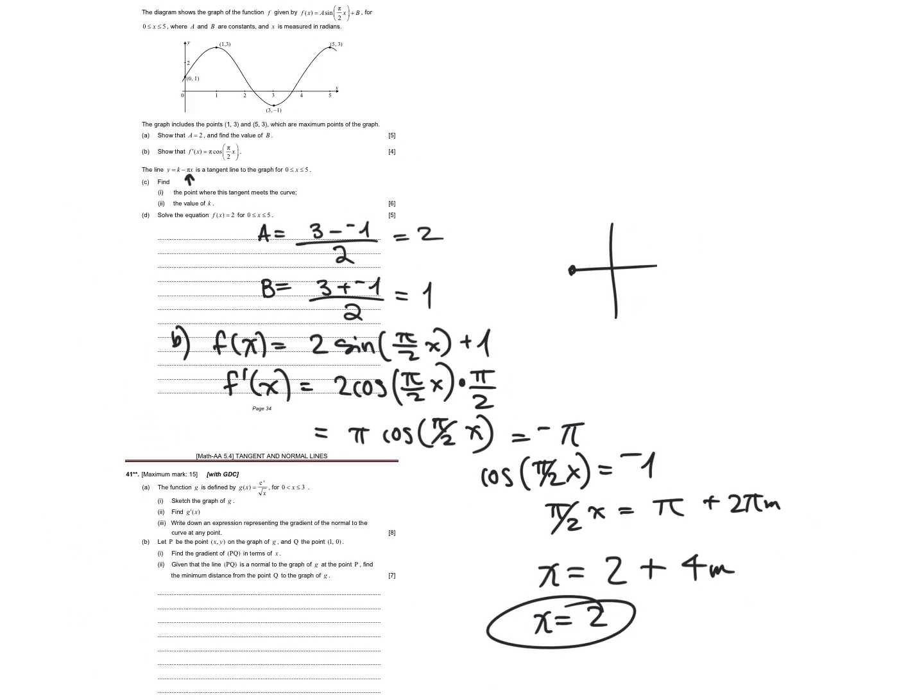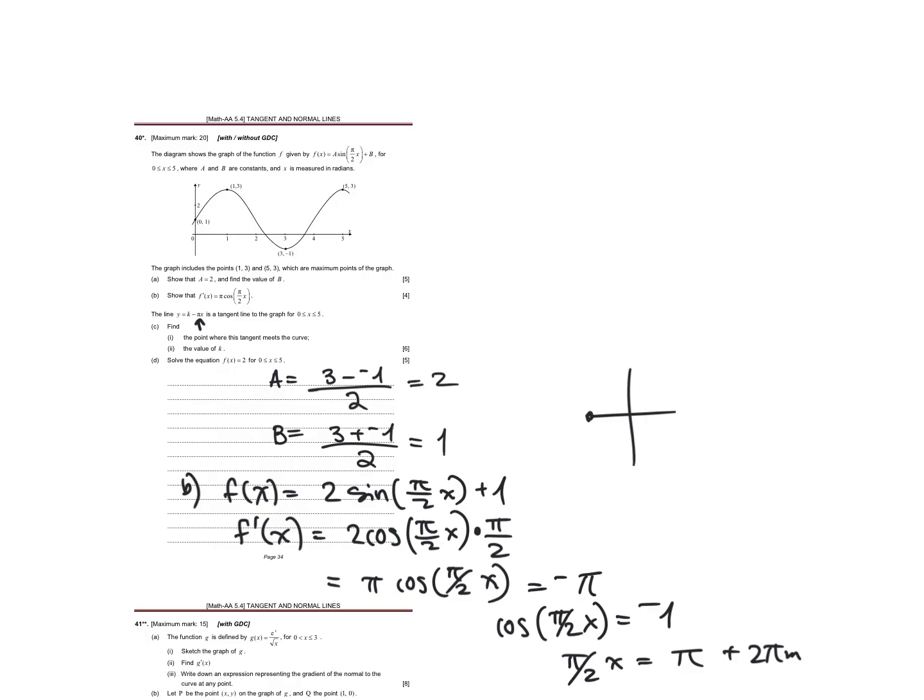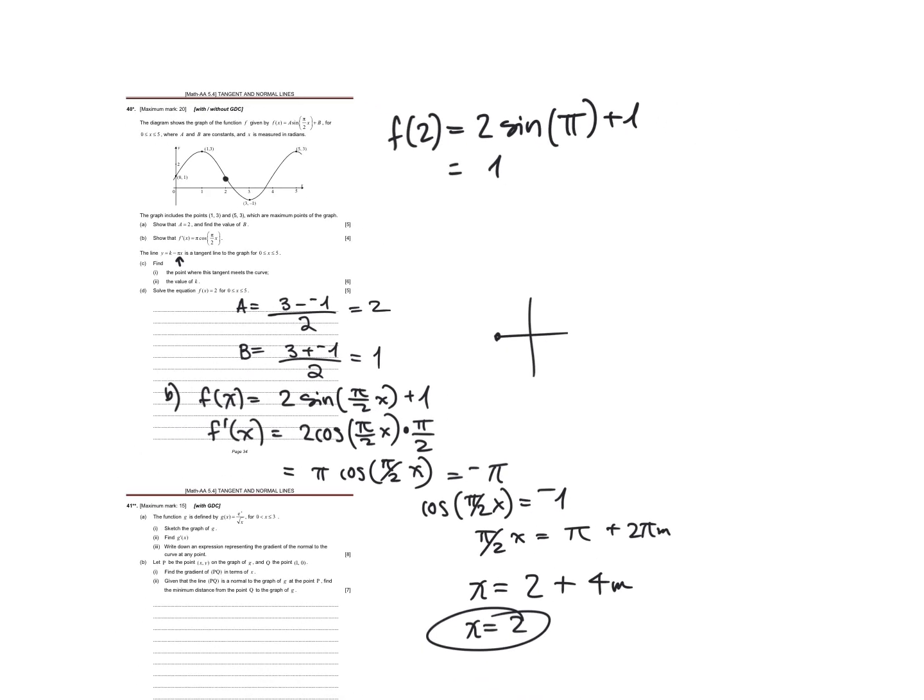So this gives the point. x is 2, so we have to find f at 2 now. That's 2 sine(pi over 2 times 2), which is pi, plus 1. Sine pi is 0, so 1. Just to review, the derivative at 2 is negative pi. That's what we found with all this. And the point on the graph at 2 is (2, 1).